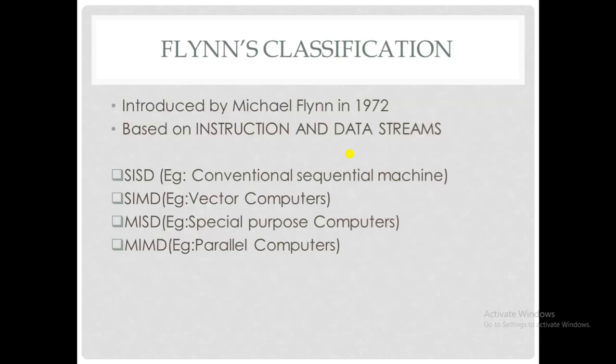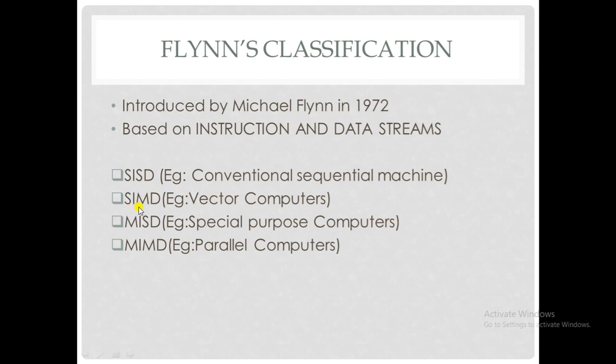Next topic is Flynn's classification. Michael Flynn in 1972 introduced the classification of various computer architectures based on instruction and data streams. These are the four types. First one is SISD, meaning single instruction stream over single data stream. Example for SISD is the conventional sequential machines.